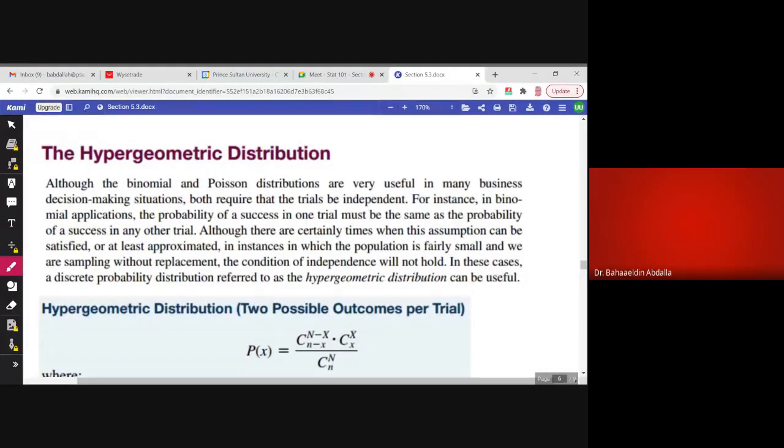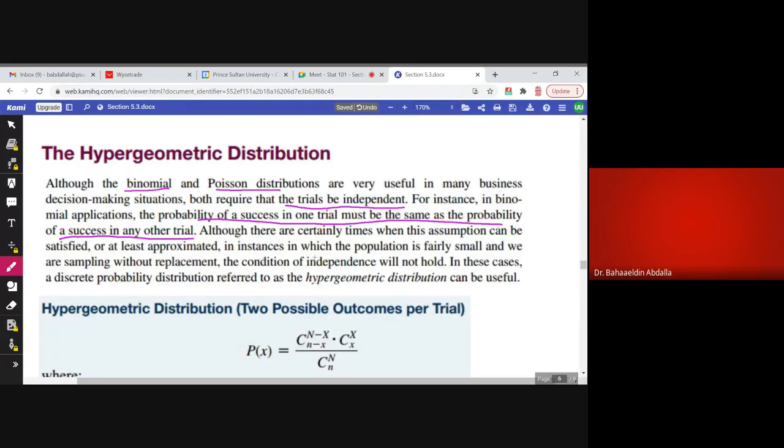This is the third discrete probability distribution we are going to talk about in this course, which is the hypergeometric distribution. If you remember, we studied the binomial probability distribution. And if you remember, the probability of a success in one trial must be the same as the probability of a success in any other trial in the binomial distribution, and the trials have to be independent. Also, in the Poisson distribution, independence is a condition and it must be there. So independence was a condition in both of these two distributions.